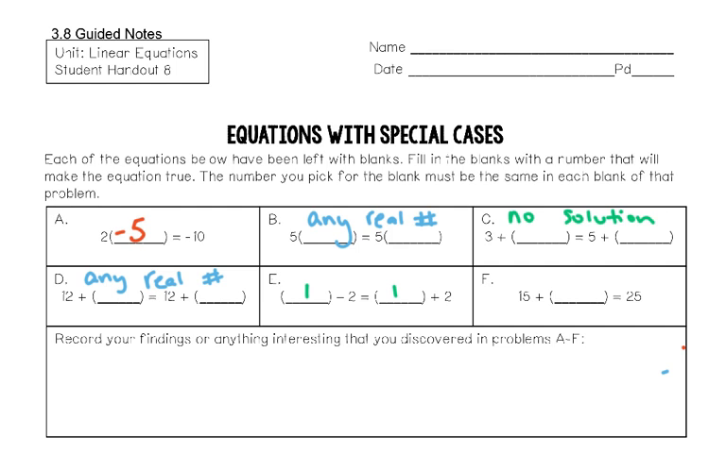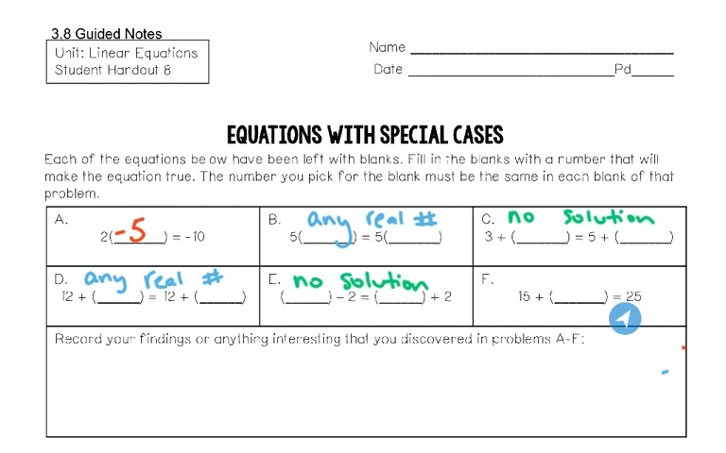So these blanks have to be the same. So I could try a 1. 1 minus 2 is negative 1, and 1 plus 2 is 3, so that doesn't work. So if the rule is they have to be the same number in each blank, then there is no solution here. Nothing will work. This is an example of no solution, just like in C. You're probably starting to figure out that there's either going to be one solution, no solution, or all real numbers, any solution. Let's look at F, see if we can figure out which one this one's going to be.